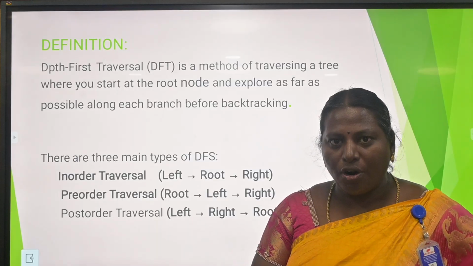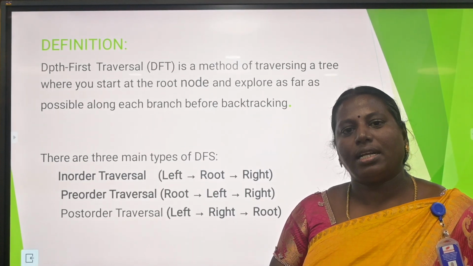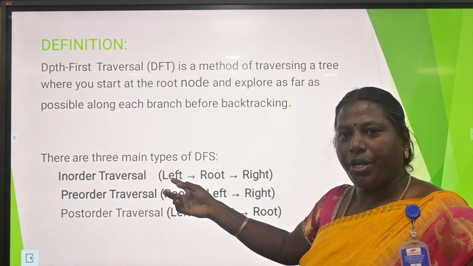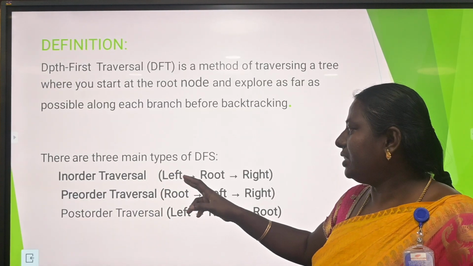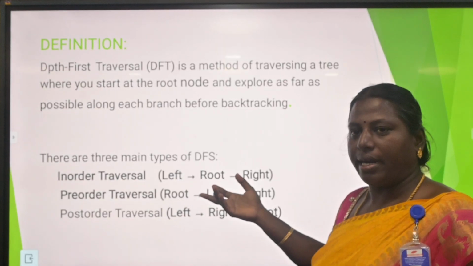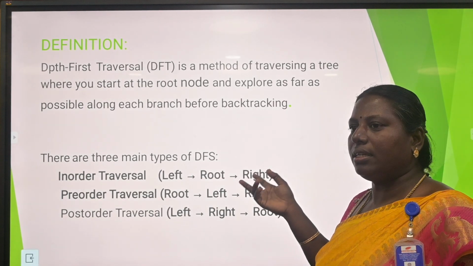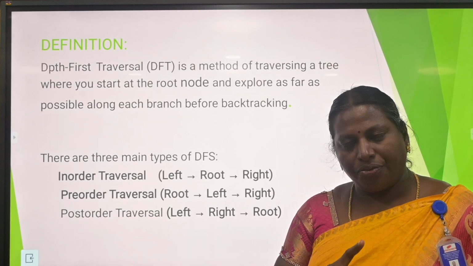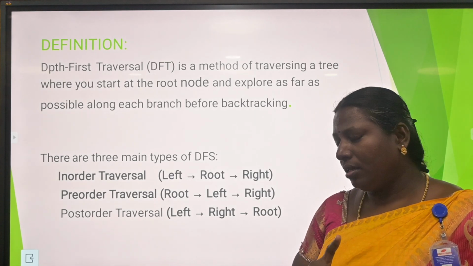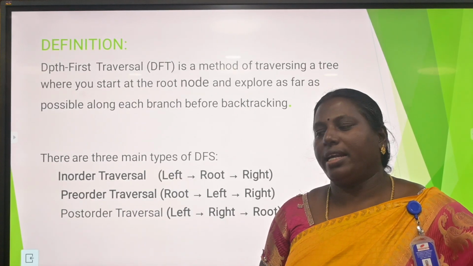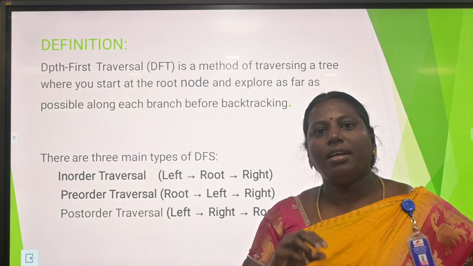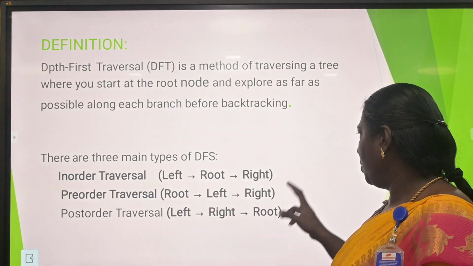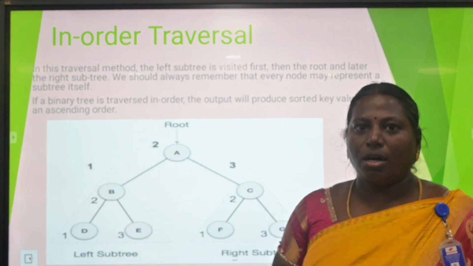In-order tree traversal, pre-order tree traversal, and post-order tree traversal. In-order means first visit the left subtree, then visit the root node or current node, then lastly visit the right subtree. In pre-order traversal, first visit the current node, then the left side, and then the right side. In post-order traversal, first visit the left side, then the right side, and last visit the current node. Current node means the root node.